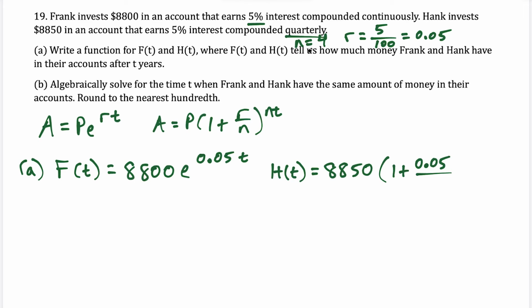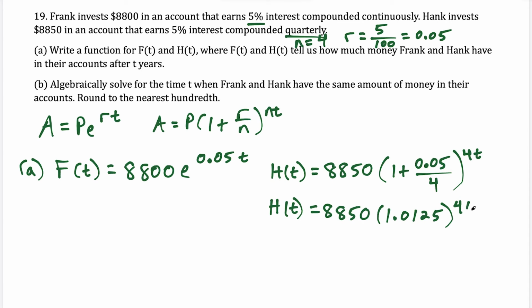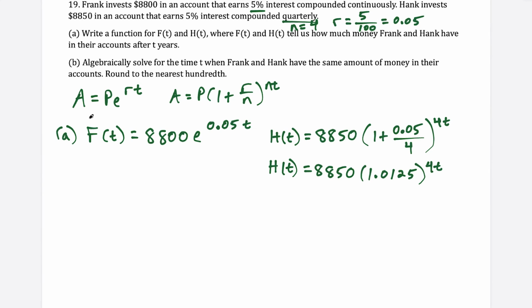You could think there's 4 quarts in a gallon, but that's the idea. We're going with n equals 4. So we have 1 plus 0.05 divided by 4, then to the power 4t. For this one, we could just simplify the inside, so now h of t is equal to 8,850 times 1.0125 to the 4t power. All I did was type in the calculator 0.05 divided by 4 and then add it to 1. So here are the two functions.